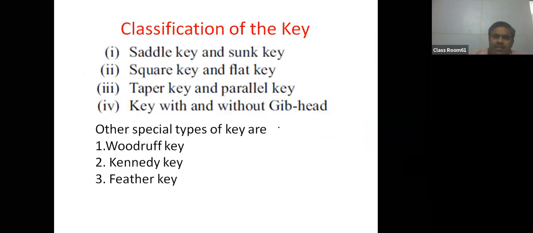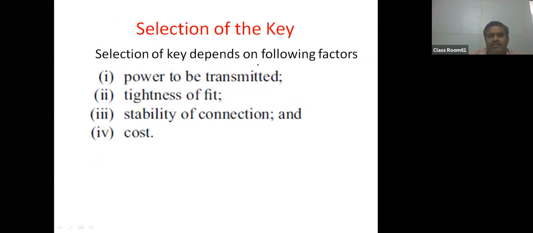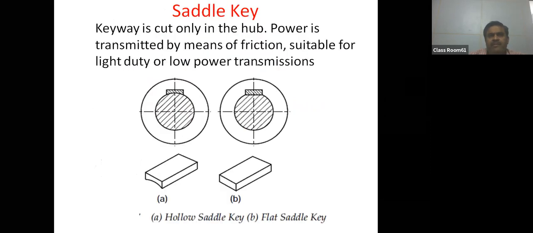So now the classification. So one is saddle key and one is the sunk key. Saddle key means the keyway is cut only in the hub. Keyway is cut only in the hub. Through diagram we can understand. So I am coming to the saddle key first.